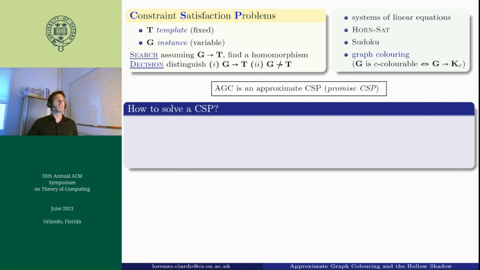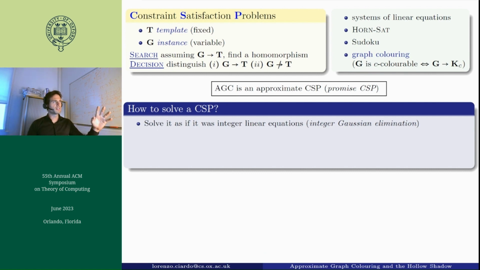So how do we solve a CSP? I'd like to argue that there are exactly two methods or two philosophies to solve such a class of problems. The first one is to treat it as a system of linear equations. So every CSP can be associated with a 0-1 system of linear equations. This is not solvable in polynomial time, most likely, so we relax it and we solve it, for example, over the integers through Gaussian elimination or a variant of it. And this gives us a relaxation.